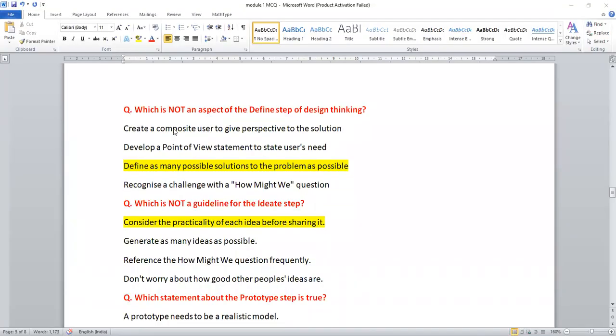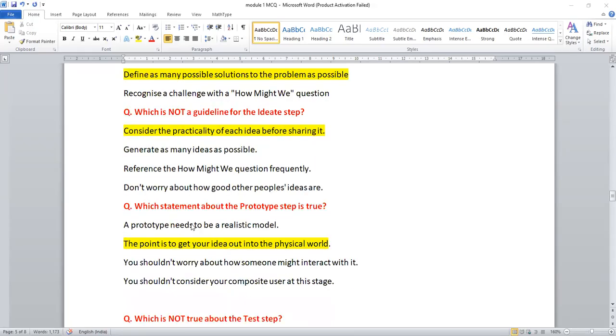Another question: which is not an aspect of the define step of design thinking? Define as many possible solutions to the problem as possible. That is the odd one out from these four options. Which is not a guideline for the ideate step? Considering the practicality of each idea before sharing it. That is the right answer.